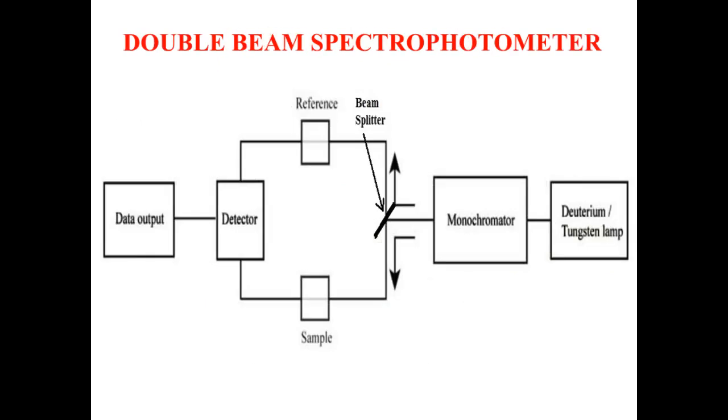Then here is a double beam spectrophotometer. You can see it is the same, but the light here is divided into two through a beam splitter, and one beam goes to the reference cell, another goes to the sample cell. And then finally, there is a difference amplifier and the readout is taken. For the reference cell, it is 100% transmittance and 0 absorbance.